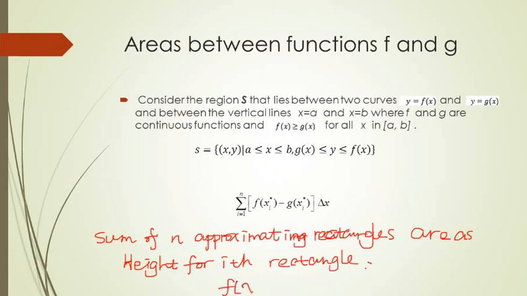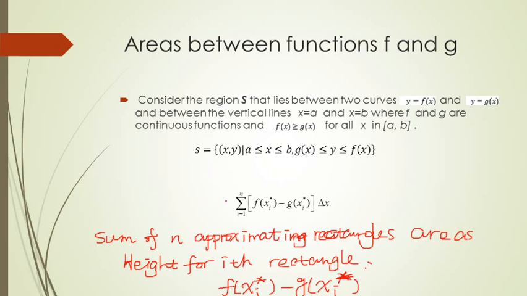It's f(xi*) minus g(xi*), and no matter the sign of functions f and g, f should always be greater than g. So this difference gives the height of the ith rectangle. And then how can we estimate the area of this region S?